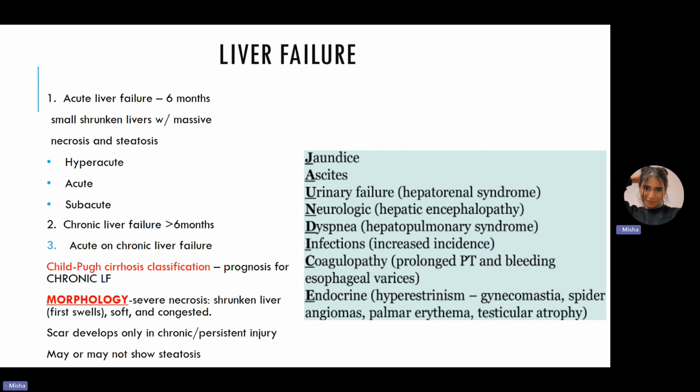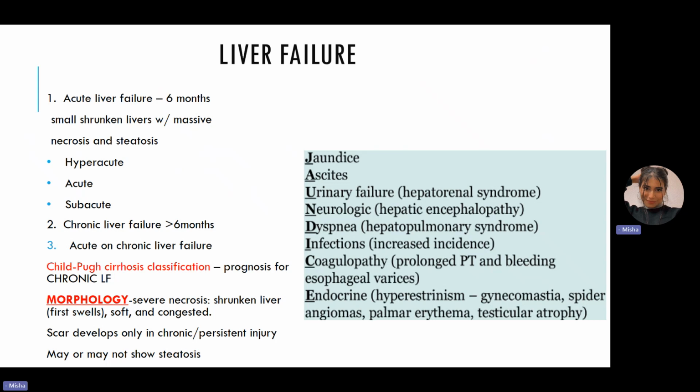So in the case of hyperacute, it can be like 1 week till encephalopathy. It can be 1 to 3 weeks till encephalopathy in the case of acute. And in the case of subacute, we would say it takes around 3 to 26 weeks till encephalopathy. Okay. And normally we would see this in the case of paracetamol.